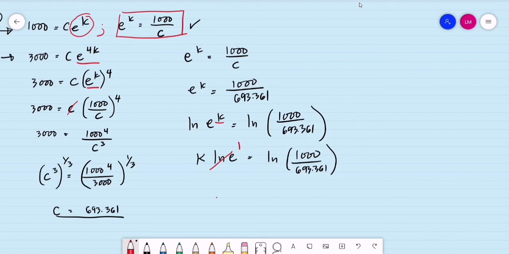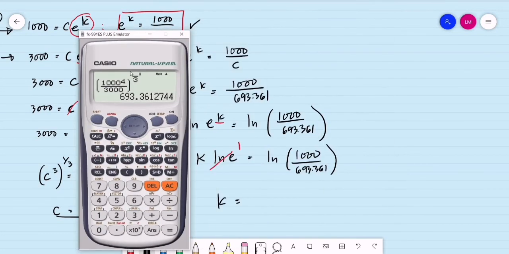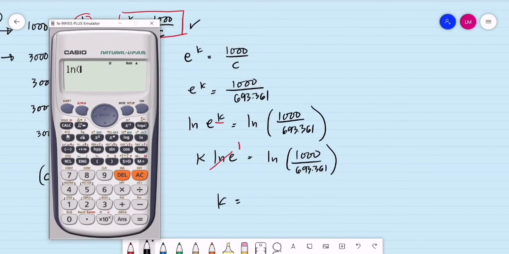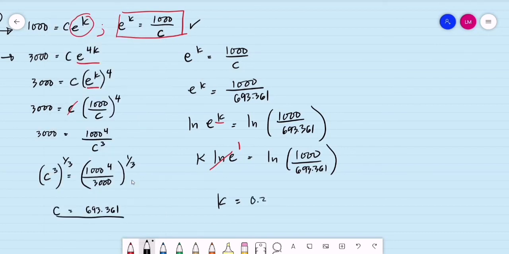So let's have our proportionality constant, k. That is the ln of 1,000 divided by 693.361, that is 0.366. So we have now the value of c and the value of k.